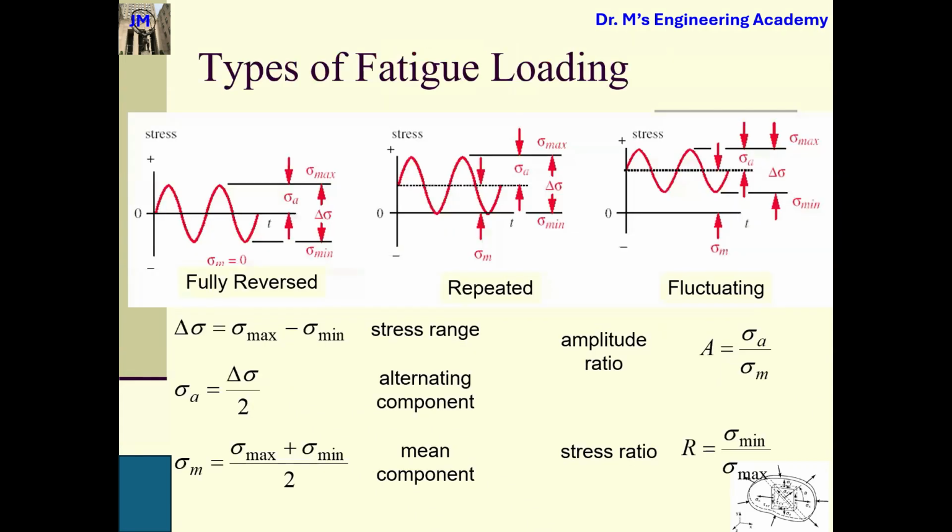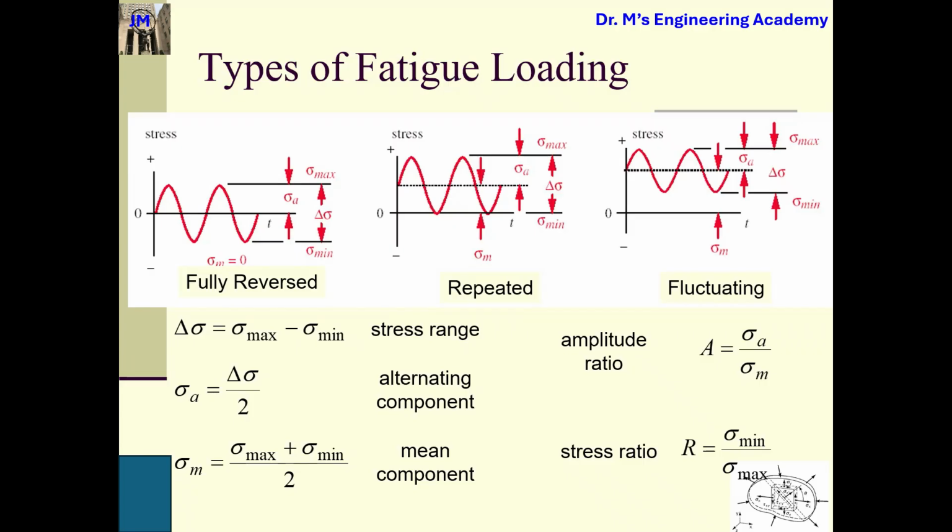And then we talk about fatigue loading. Fatigue, as I said, is under cyclic loading. So we have three case scenarios. The first one is fully reversed. You can see the stress level. For example, I bend a little wire or little rod back and forth. You can see maximum sigma and minimum sigma. They are opposite, but in magnitude they are the same.